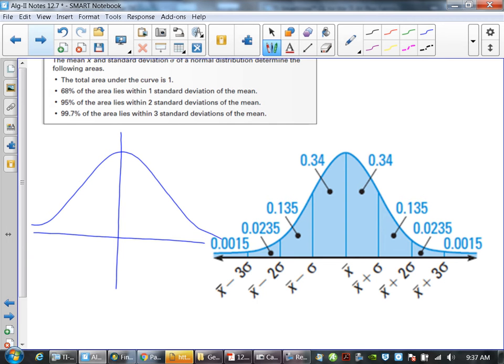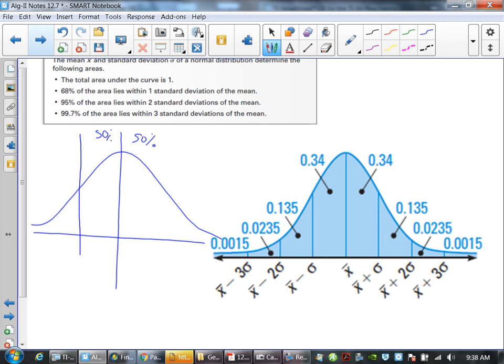you have a mean, the halfway point. That cuts it into two data sets. You've got 50% on one side and 50% on the other side. The total area underneath that curve is all of your data, so the total area is always going to equal 1, because we're talking about percentages. You are under the curve.